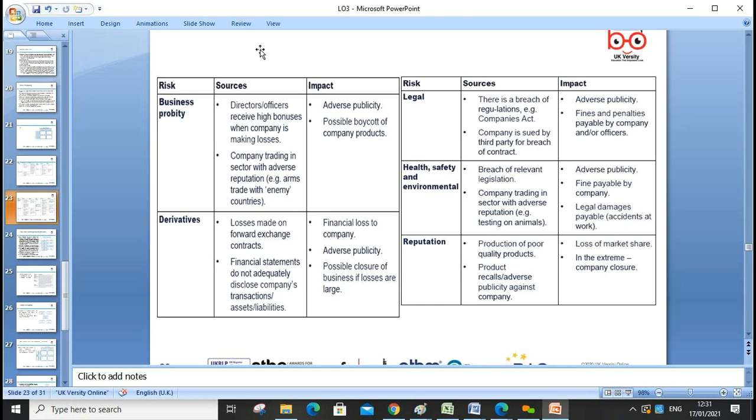Probity: the directors and officers receiving high bonuses, like Barclays Bank paying the CEO a 2 million bonus when Barclays had not earned a single penny of profit. So it adversely affects profitability, and people may boycott this company. Derivative: the losses made on forward exchange contracts. So these are the impact and the loss in each area.